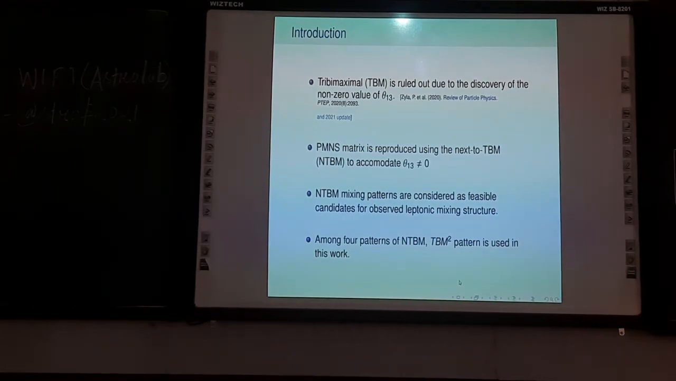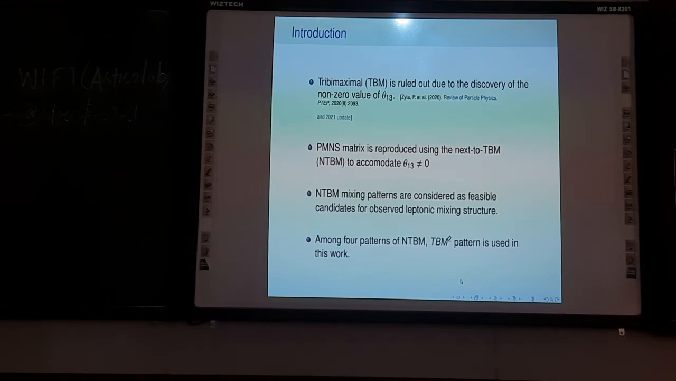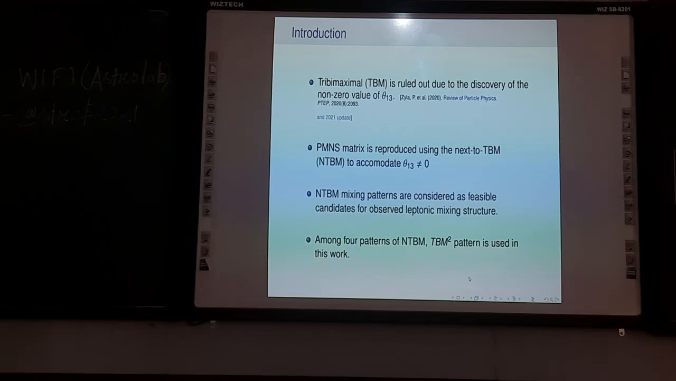Here, TBM means tri-bimaximal. This is ruled out because it predicts that the value of theta 13 should be 0, but many experimental data found that the value of theta 13 is not 0. So I prefer to work with TBM2. There are four patterns next to tri-bimaximal, and I choose this TBM2 pattern to check the stability using RG. The main work is to check whether, with the variation of the supersymmetry breaking scale, the TBM2 pattern is stable or not.